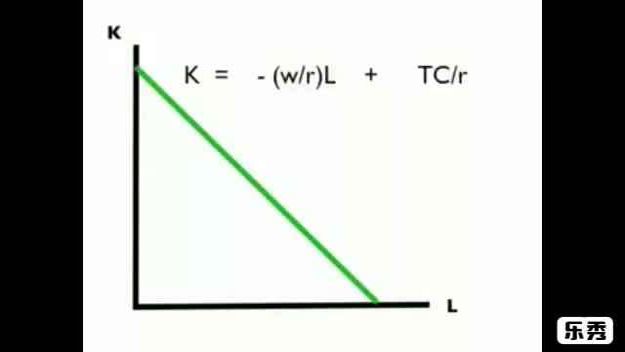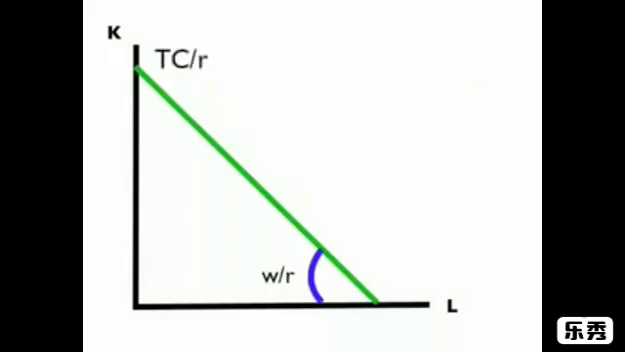You can also depict this graphically in the following way, where the green line represents the equation of that line. The slope is the wage-rental ratio, the y-intercept is the total amount of capital that can be purchased, and the x-intercept is the total amount of labor that can be purchased for the same level of cost.